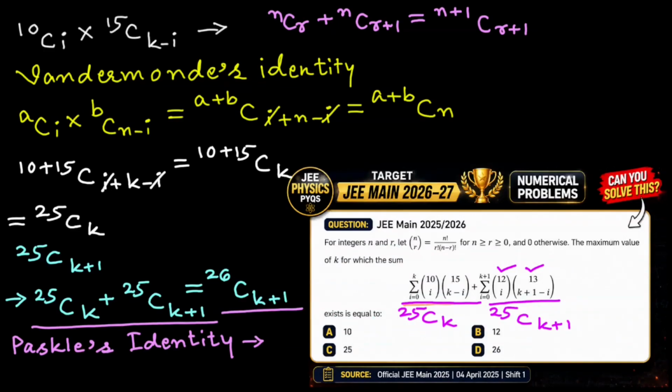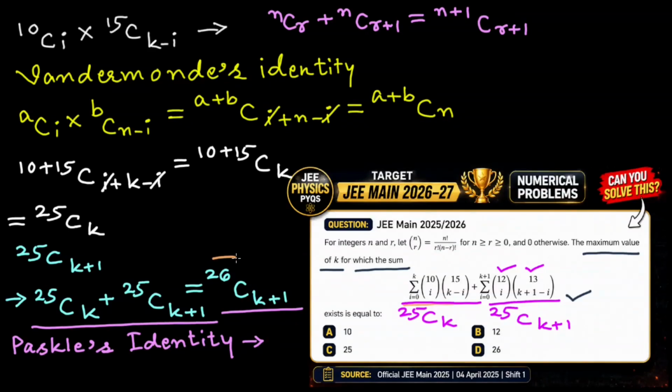Understand what the question is asking. Now be careful here. The question is not asking for the maximum value of the sum. It is asking for the maximum value of k, for which this sum exists, with the special definition that the binomial coefficient is 0 otherwise. So we need the largest k for which the resulting binomial coefficient is non-zero.